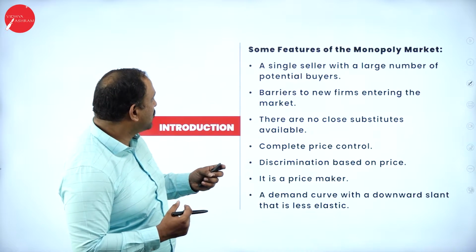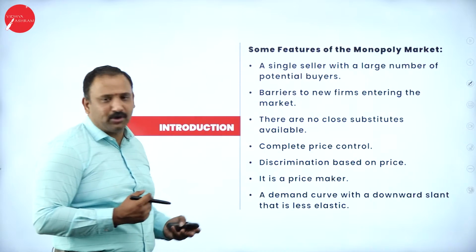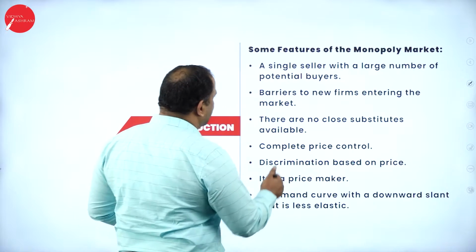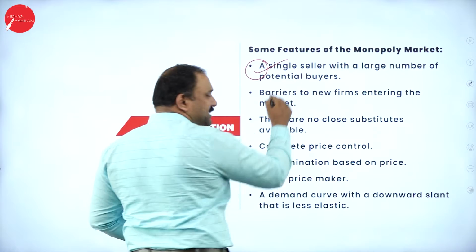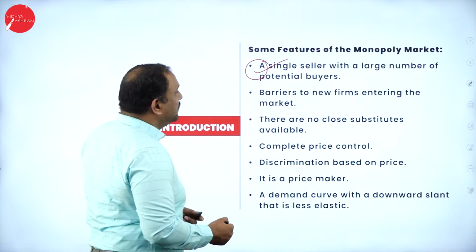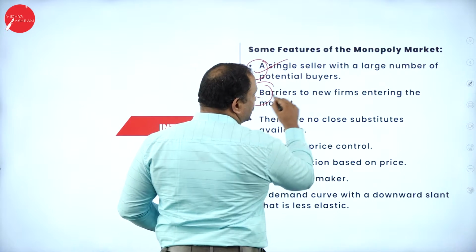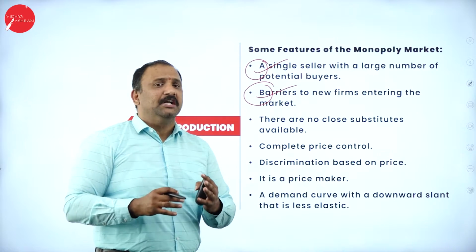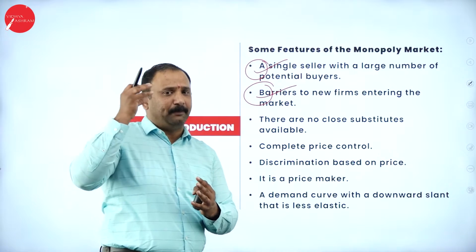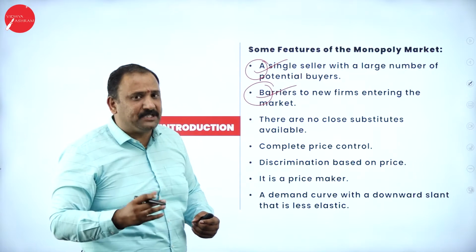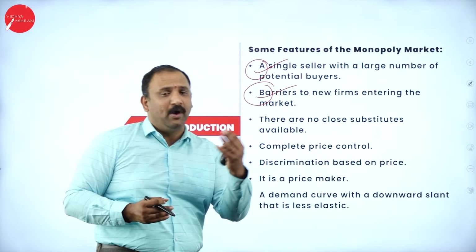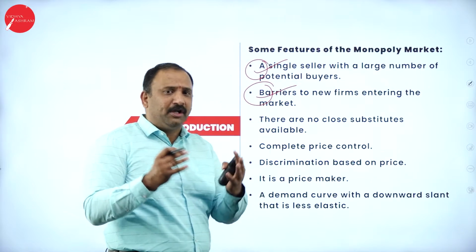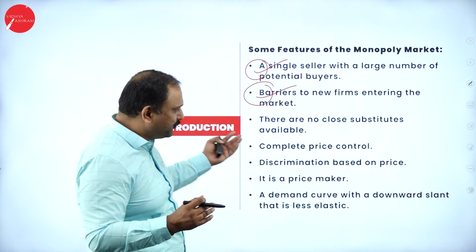Followed by, let's talk about the features of a monopoly market. This is very, very interesting. So we have a single seller with a large number of potential buyers. Absolutely, yes, we are there. Now, we also have barriers to new firms entering the market. Yes, there are a lot of barriers. Why? Because the monopoly market is completely controlled by one person. So he's not going to allow you to go and set up a shop there. He's not going to be that friendly to everybody to give you a chance.